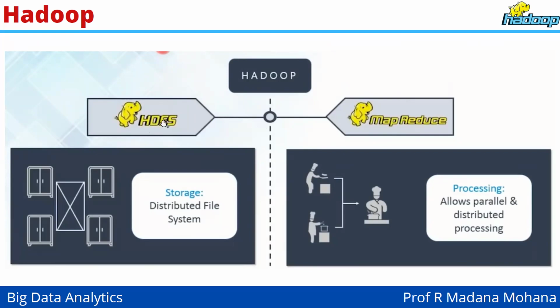The first one is HDFS, which stands for Hadoop Distributed File System. Another one is MapReduce. HDFS is for storage in a distributed file system manner, whereas MapReduce is for processing, allowing parallel and distributed processing.